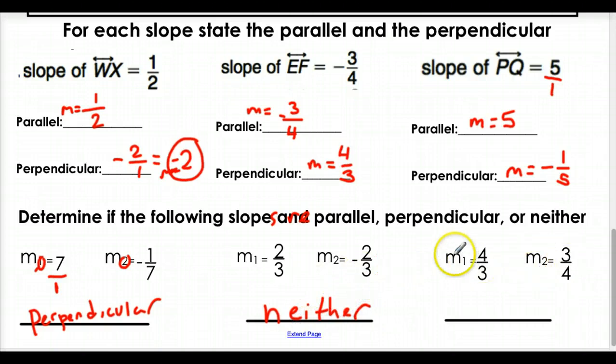And finally, we have our last one, m1 and m2. Our first slope is 4/3, and the second one is 3/4. Are these parallel, perpendicular, or neither? Well, they're not the same, so they can't be parallel. They're not opposites of each other because they're both positive, but they are reciprocals. But since they're not opposites, they can't be perpendicular. So parallel and perpendicular are out, and this is just neither again.